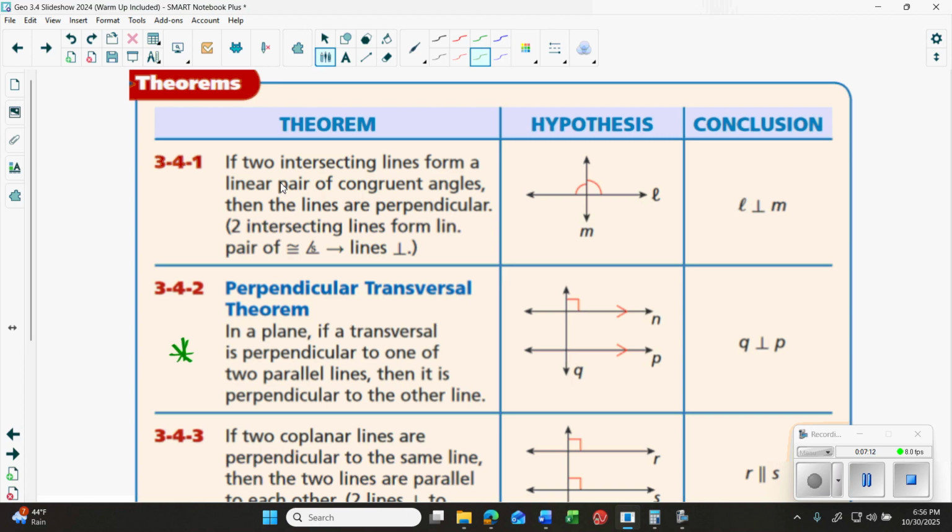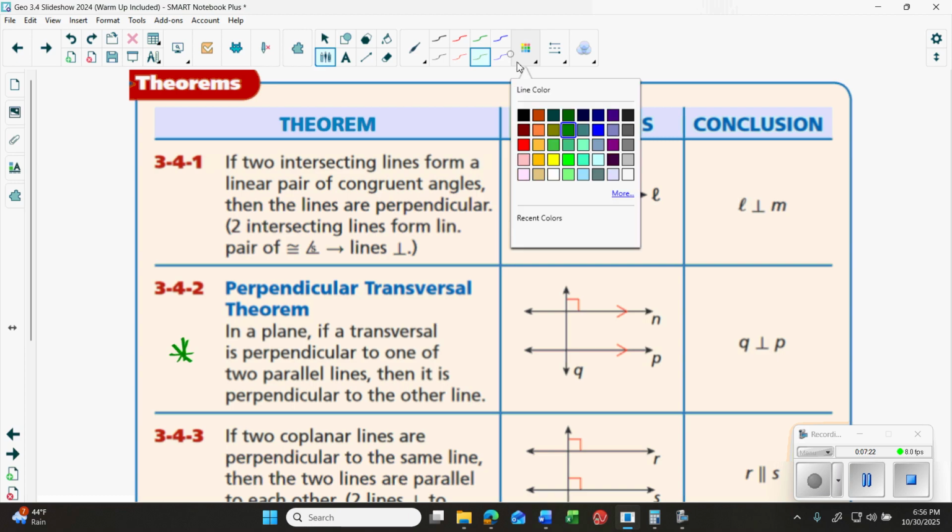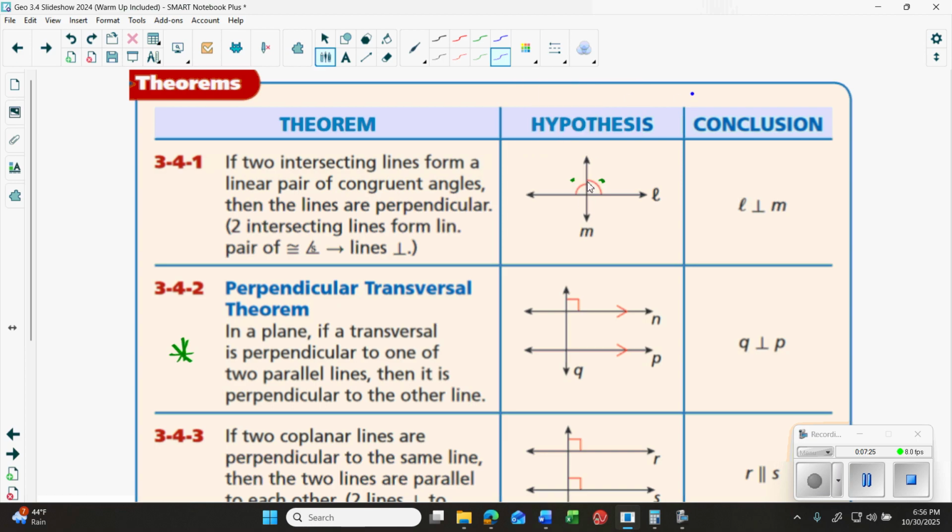If two intersecting lines form a linear pair of congruent angles, then the lines are perpendicular. That's saying, if you have a situation like this, where these two angles form a linear pair, because I have two angles that are adjacent and opposite rays form a straight angle, and if these two are congruent, then we can say these two lines are perpendicular. The reason is, linear pairs are supplementary, so the only way I can have supplementary angles that are congruent is if both of these are 90. And that would mean we have perpendicular lines.